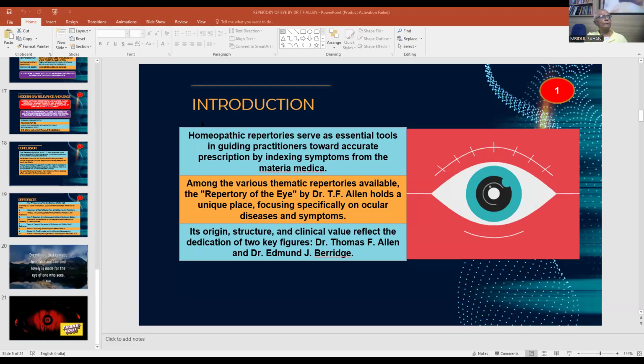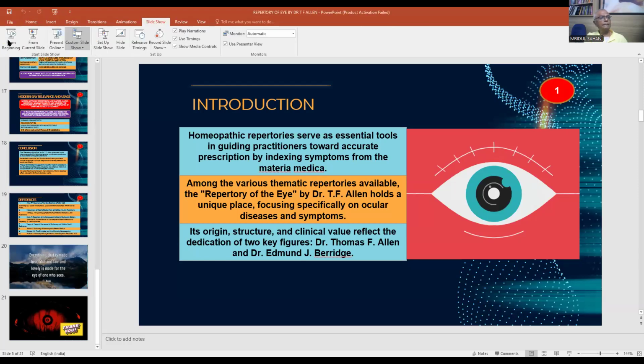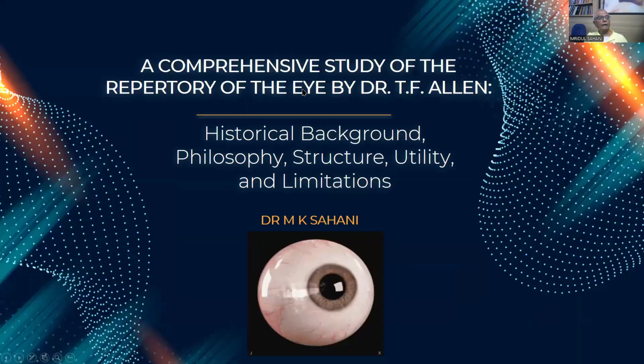That's why today I am going to talk about the small rubrics repertories, like the regional repertory and the clinical repertory. Among them, for today's lecture, I have selected the Repertory of the Eye by T.F. Allen. Have you heard about this repertory? Repertory of the Eye by T.F. Allen. This is a comprehensive study of the Repertory of the Eye by T.F. Allen. In this repertory, we'll look at the historical background, philosophy, structure, utility, and limitations.